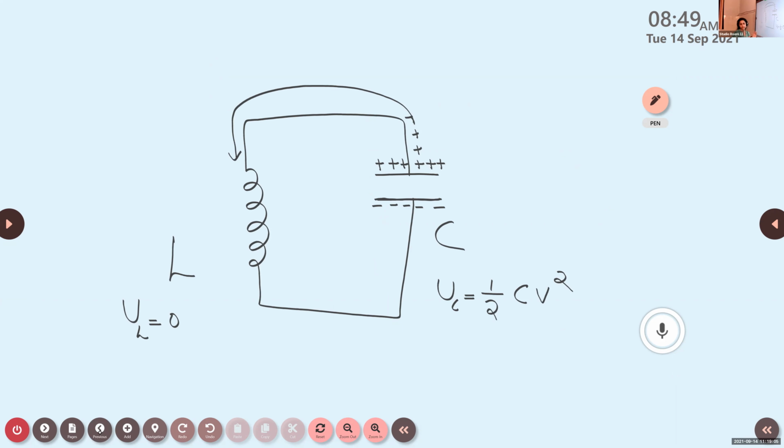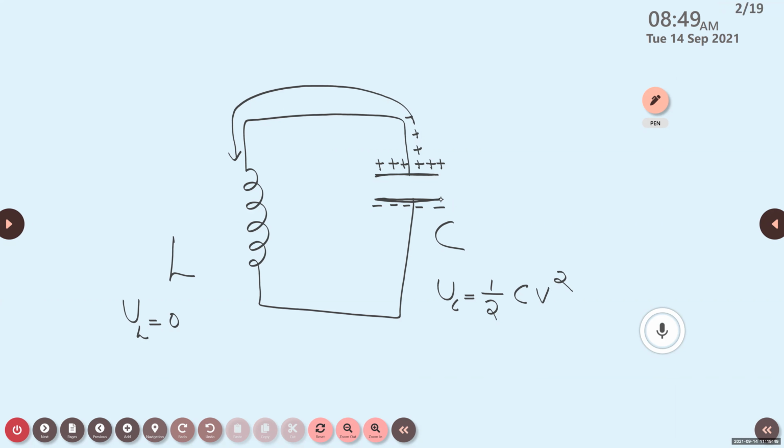In the initial state, that is, at the very beginning of this experiment, or in the case of an LC oscillator, they are in an uncharged state. Then with the help of a battery, we charge this capacitor. One plate of the capacitor becomes positively charged and the other plate becomes negatively charged, and it attains a maximum charge. The energy stored by the capacitor is given by UC is equal to half CV square. At the same time, the inductor doesn't contain any charge. It remains uncharged, so the energy stored in the inductor in the initial case is equal to 0.